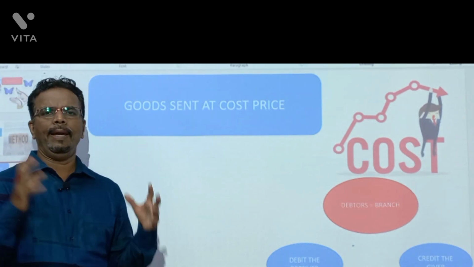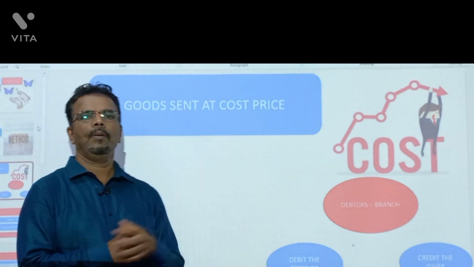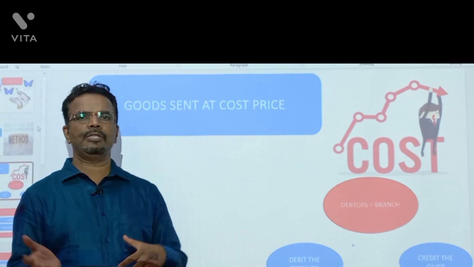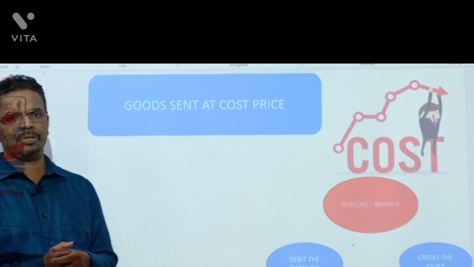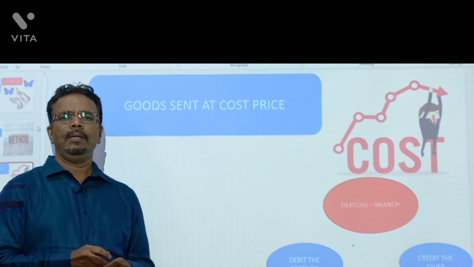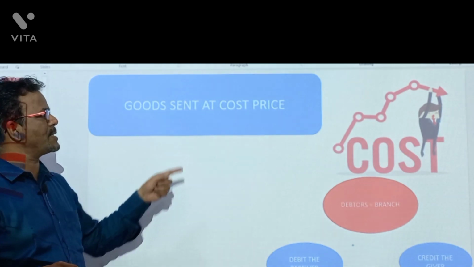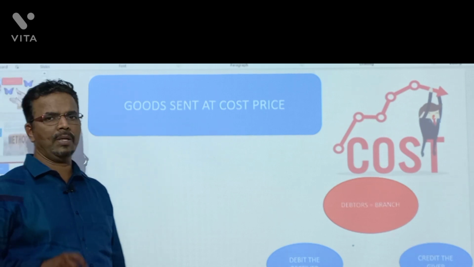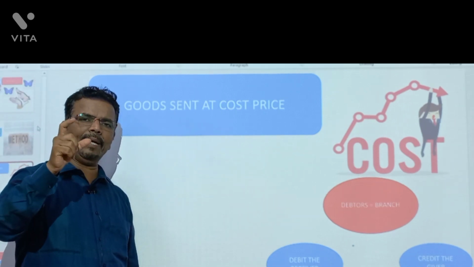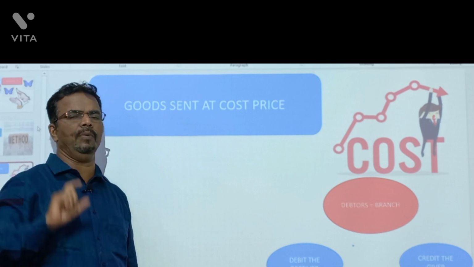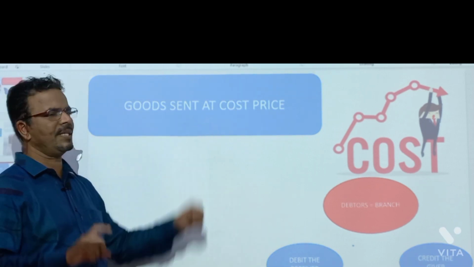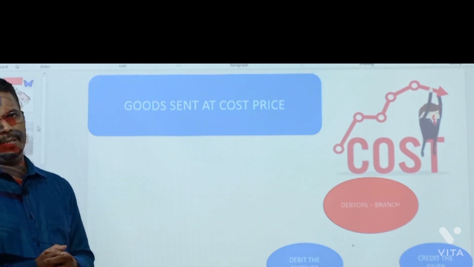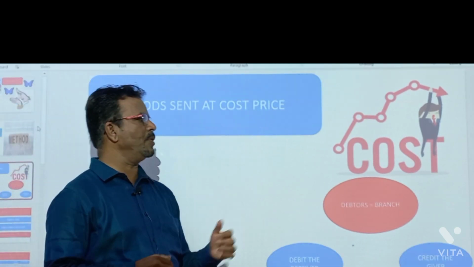In this case, HO will send the goods to whom? The branch. So this is only a transfer of goods from the HO to the branch. This can be done in two ways: when the goods are sent at cost price and when goods are sent at invoice price. When we say invoice price, profit is included in the invoice price, and when we say cost price, profit is not included in the cost price. So this is a very important factor.